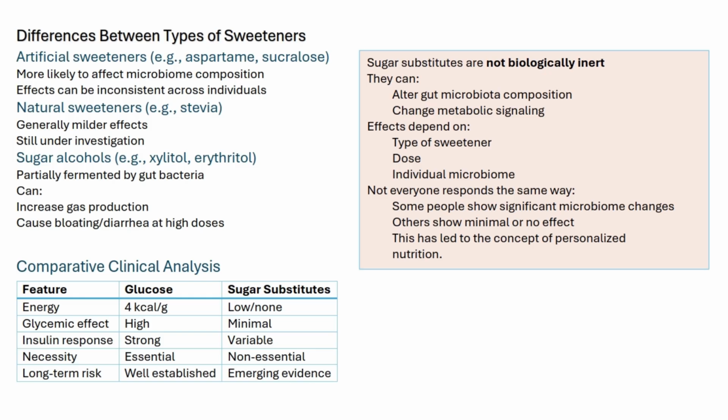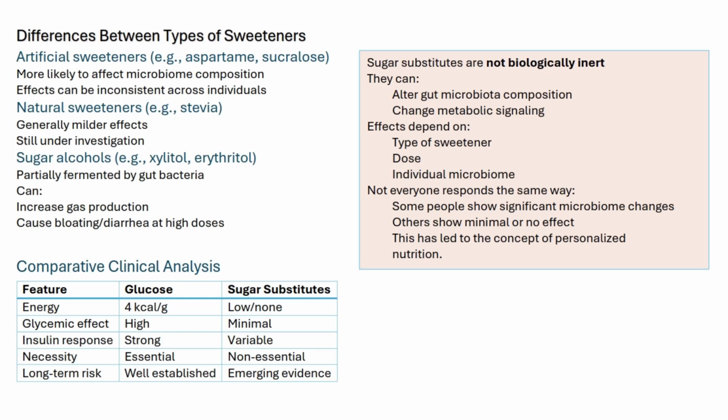A comparative clinical analysis reveals that glucose provides 4 kilocalories per gram of energy and has a high glycemic effect, resulting in a strong insulin response and being essential for bodily functions. In contrast, sugar substitutes offer low or no energy, have minimal glycemic effects, and elicit variable insulin responses, with their necessity being non-essential. The long-term risks associated with sugar substitutes are still emerging, unlike the well-established risks of glucose.